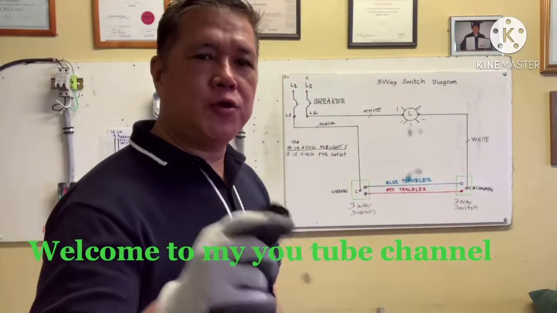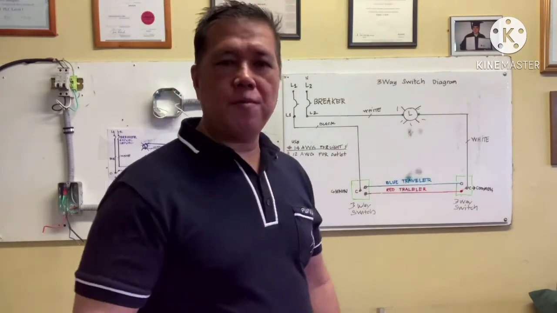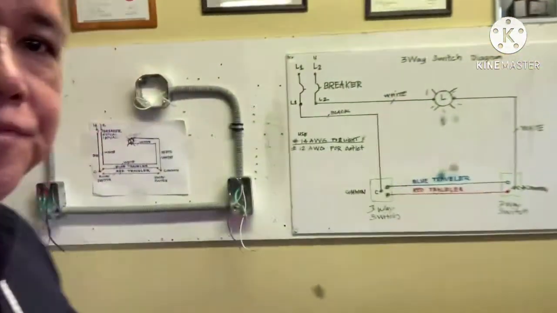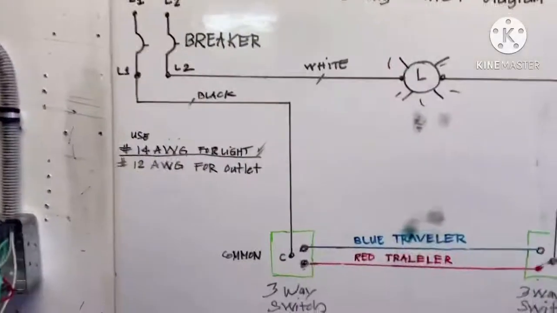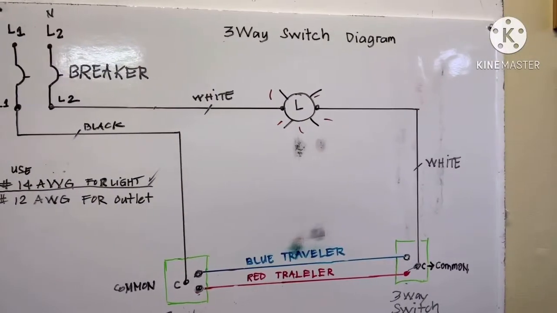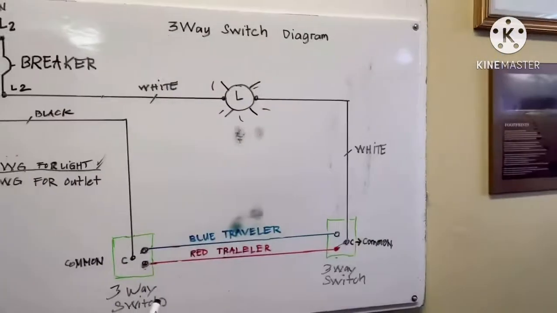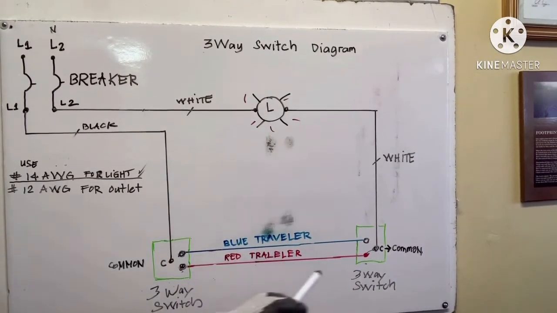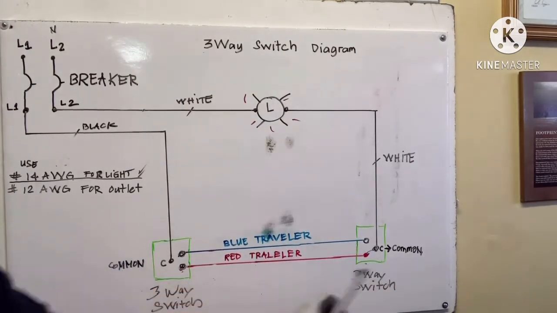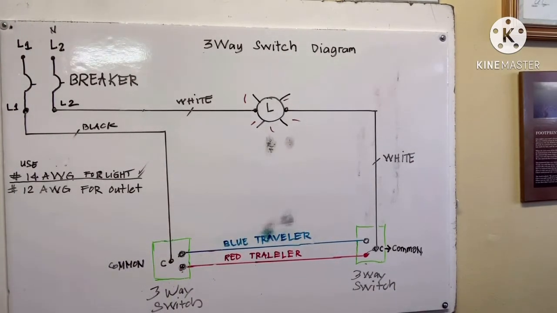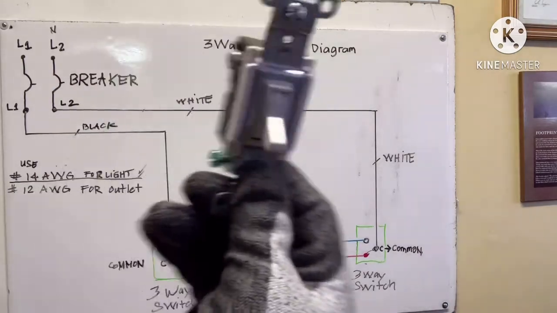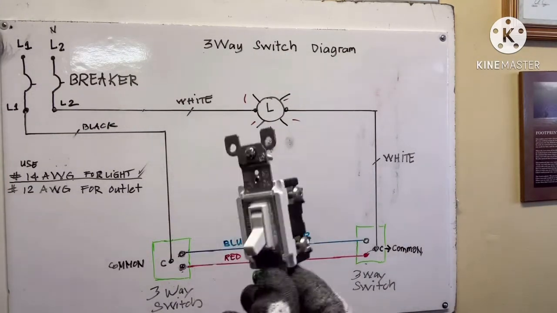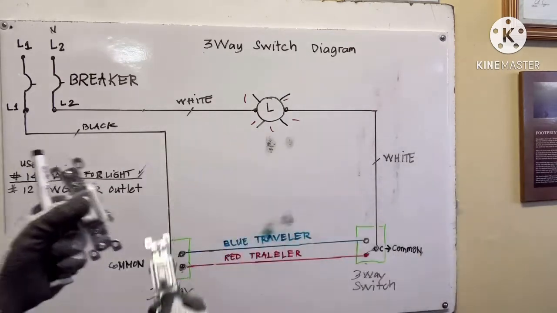I explained to you the diagram before I drew it. I'll explain quickly. Here is one three-way switch, and two here. So we use three-way switches, one here and one there.